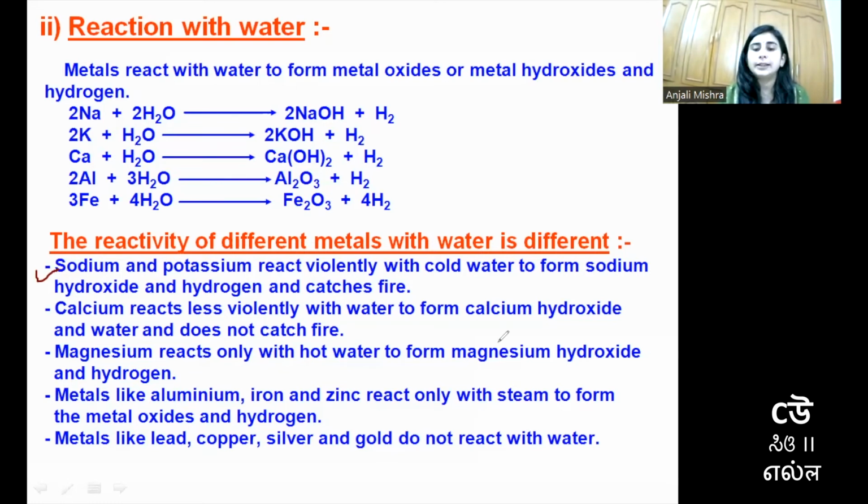Magnesium reacts only with hot water to form magnesium hydroxide and hydrogen. Metals like aluminium, zinc, iron react only with steam to form the metal oxides and hydrogen. And metals like lead, copper, silver, gold do not react with water. That means there will be no reaction when these metals come in contact with water. So this was about how the reactivity of different metals with water is obviously different.